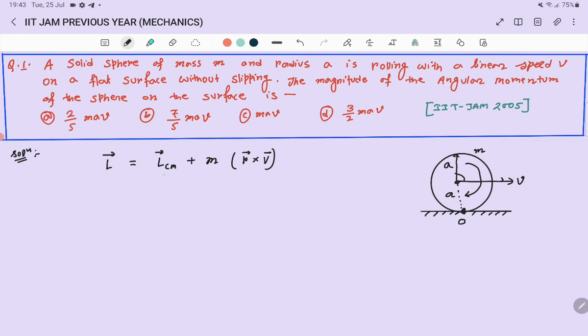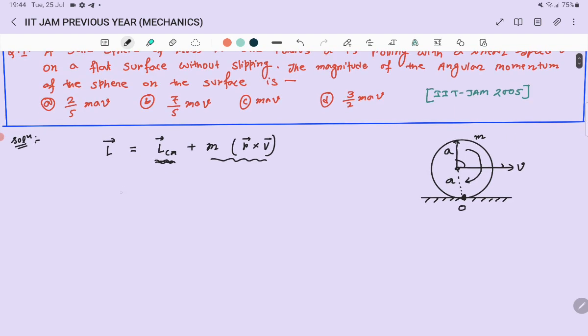L center of mass is the angular momentum about the center of mass, and that is nothing but I omega. These two vectors are in the same direction, because r cross v is along the axis and L center of mass is also along the axis. They are axial vectors, so we can add them simply because they are in the same direction.